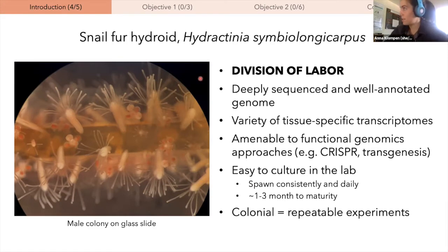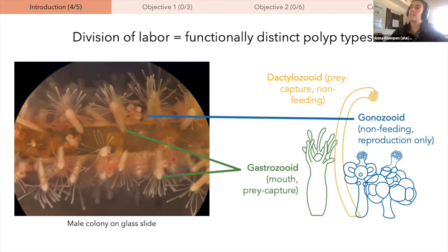But what really interested me when I got started in the lab was this feature, division of labor within the colony. So like I said, this is one colony, even though there are individual zooids. The other really cool thing about what you're seeing here is that there are actually functionally distinct polyp types within this colony.